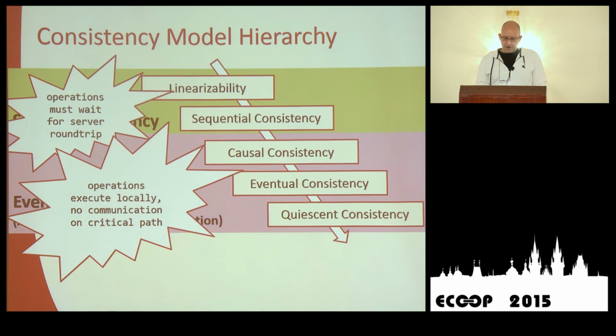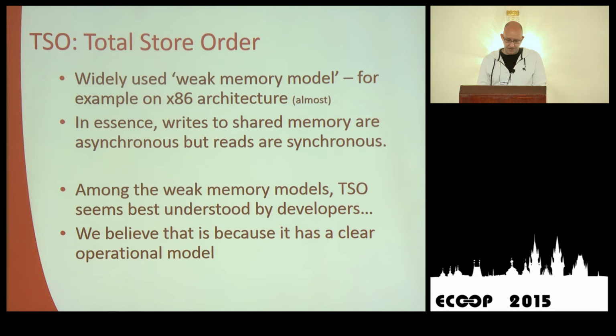So the way we're going to do that, we're going to start with a very common memory model called TSO to develop our model called GSP. We're going to start with total store order, and this is a weak memory model, which is very widely used, for example, on x86. In essence, all your writes are somewhat delayed, so they're asynchronous, but all your reads are synchronous. And among the weak memory models, TSO is, I think, partly popular because it's quite well understood by developers.